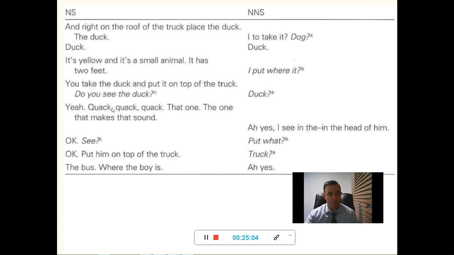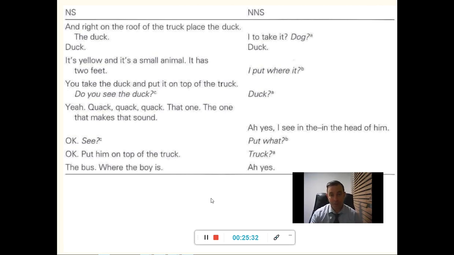So what happens is you have a native speaker and a non-native speaker, and the native speaker is trying to guide this non-native speaker to do a certain task involving a duck and a truck. Okay? Whack, whack. All right, so, and the native speaker says, and right on the roof of the truck, place the duck.